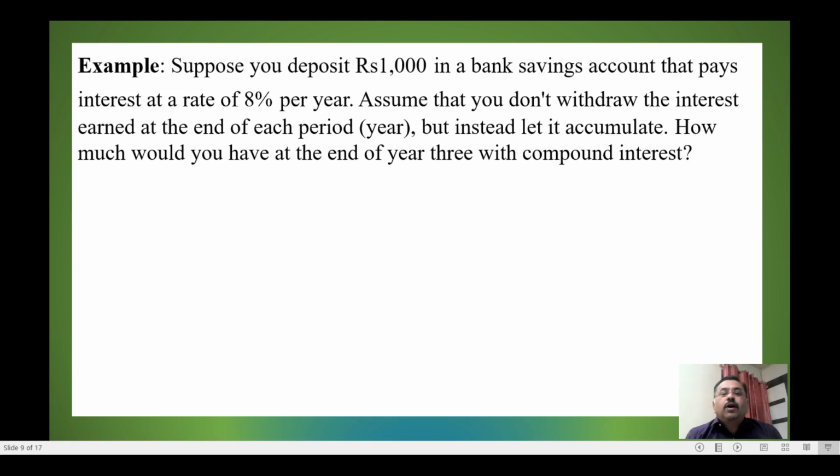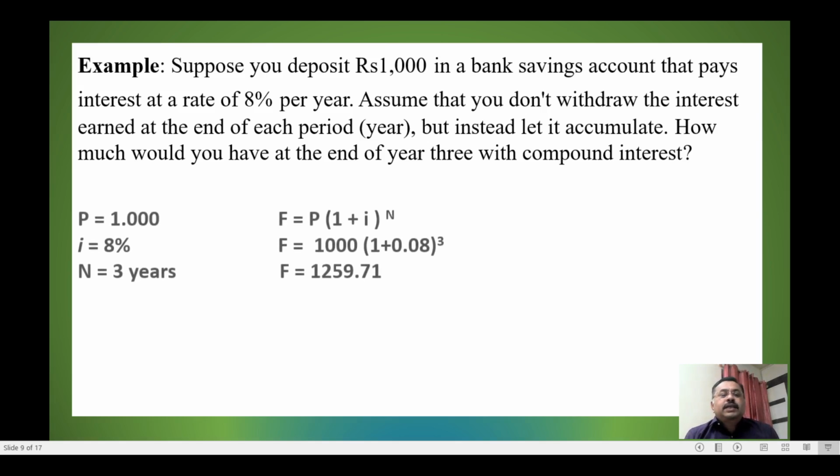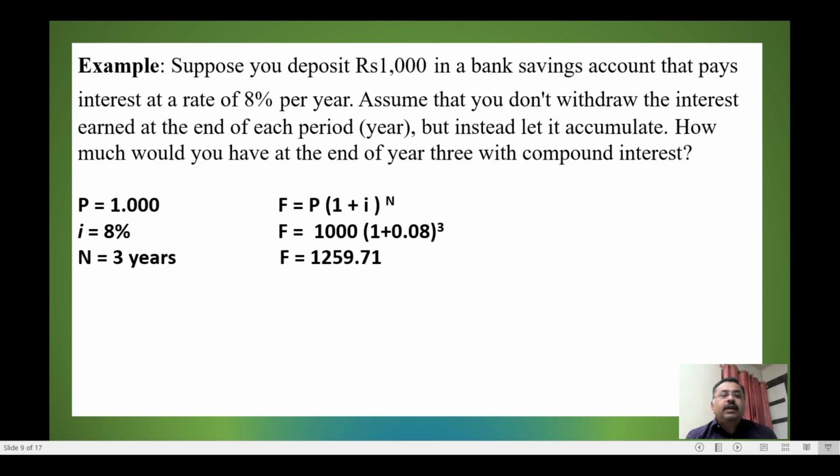Suppose you deposit 1000 rupees in a bank, in a savings account that pays an interest rate of 8% per year. Assume that you don't withdraw the interest earned at the end of each period or each year, but instead let it accumulate in the bank itself. How much would you have earned at the end of year 3, that is, with compound interest? What is the given data? P has been given as 1000, I is equal to 8%, and N is equal to 3 years.